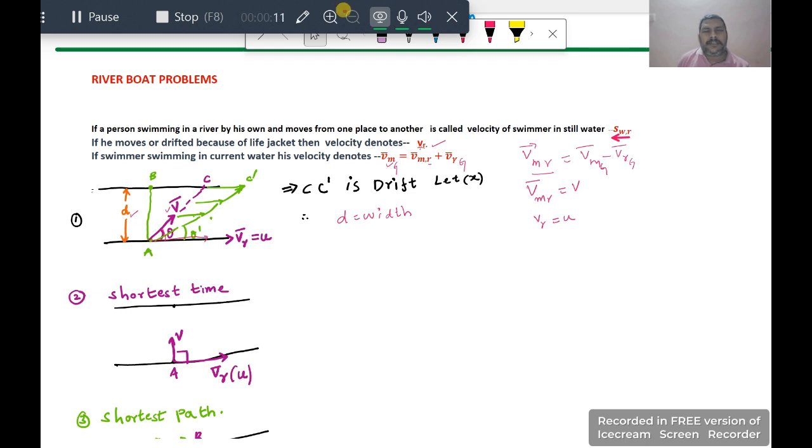Now actually he directed to reach C. Because of the river velocity, he drifted. He moved to the C dash point. He can't move directly to C. So in the fourth case, I will explain. If you want to move directly to C, what you have to maintain, how you have to maintain.